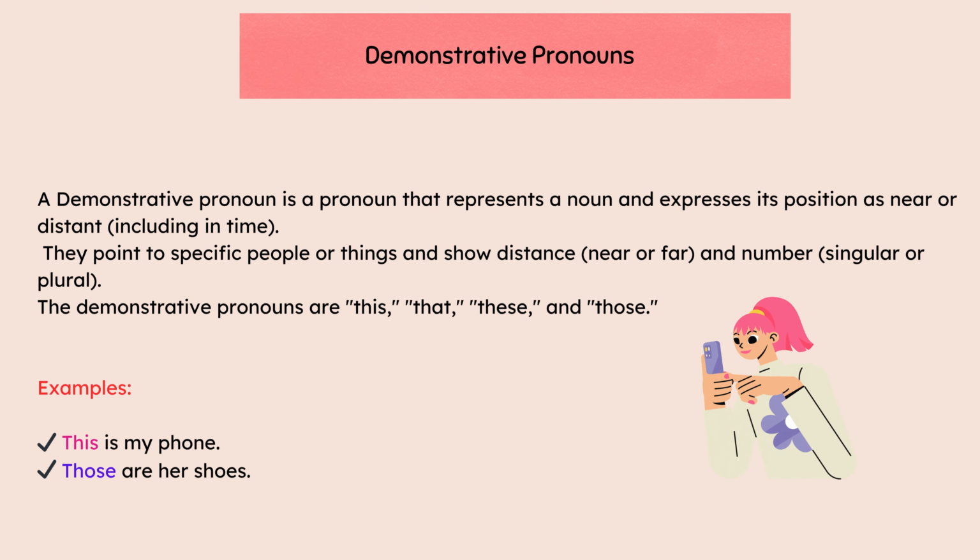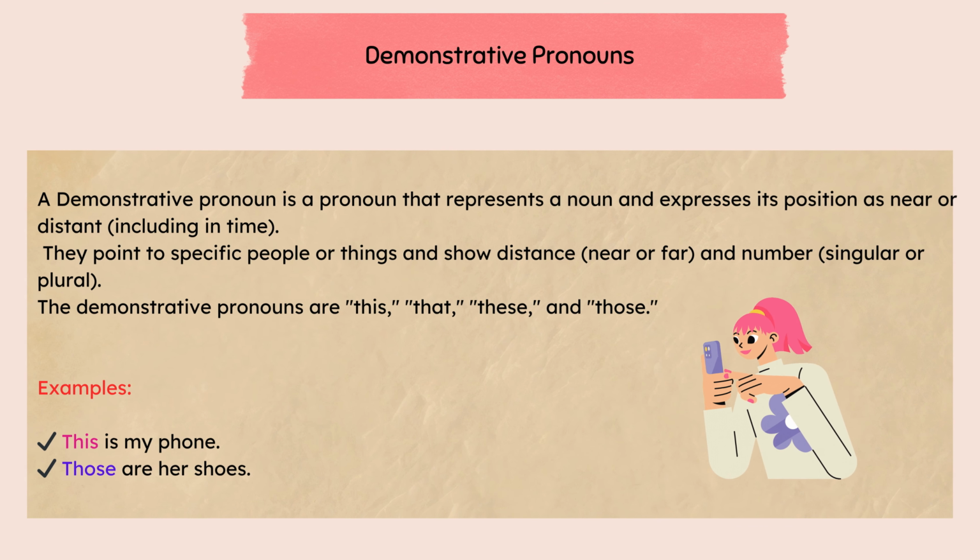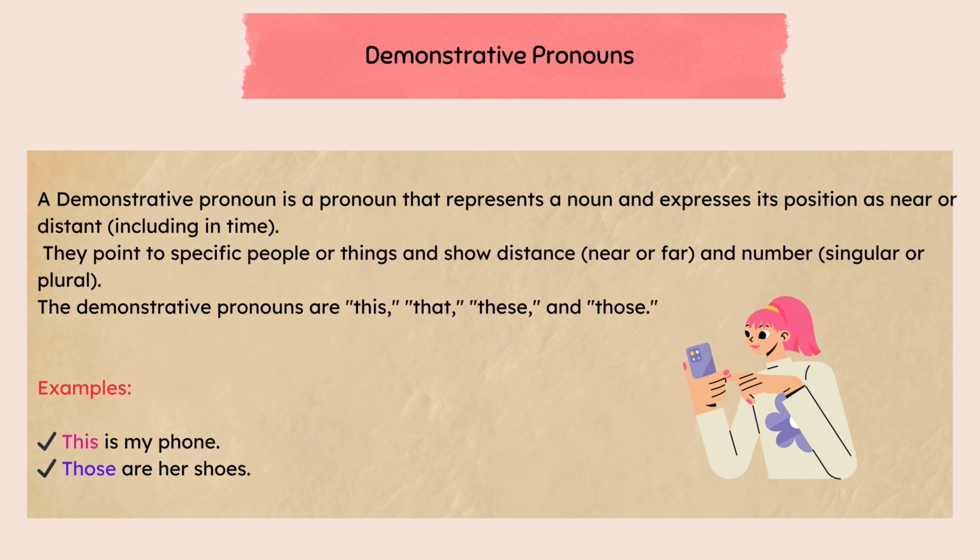Let's talk about demonstrative pronouns. These are words we use to point to specific people or things. They tell us where something is, near or far, and how many, singular or plural. The 4 demonstrative pronouns are this, that, these, and those.